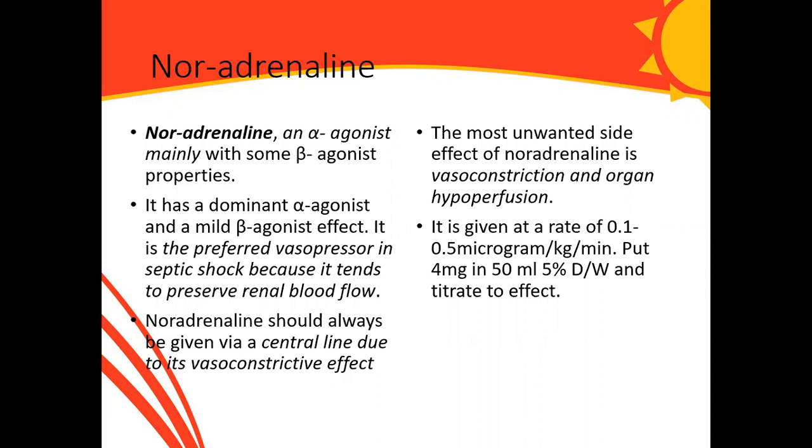In septic shock, it's usually given at a rate of 0.1 to 0.5 microgram per kg per minute. What we usually do is take 4 milligrams and put it in 50 mils of 5% dextrose in water, and usually titrate to effect. It's better given by a syringe pump because it gives you a low volume delivery of your dose.